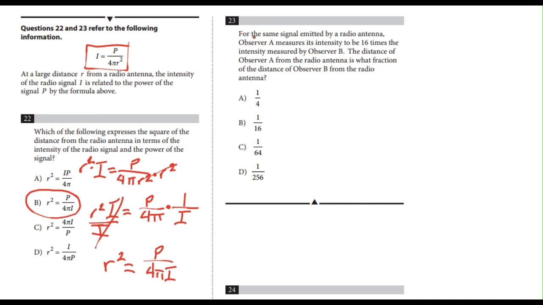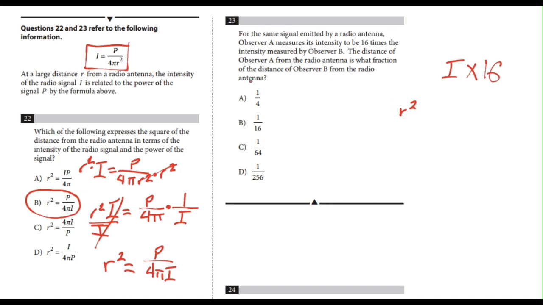Number 23. For the same signal emitted by a radio antenna, observer A measured the intensity to be 16 times the intensity measured by observer B. The distance of observer A from the radio antenna is what fraction of the distance of observer B from the radio antenna? So we're trying to find what's the distance r that will cause I to multiply by 16.